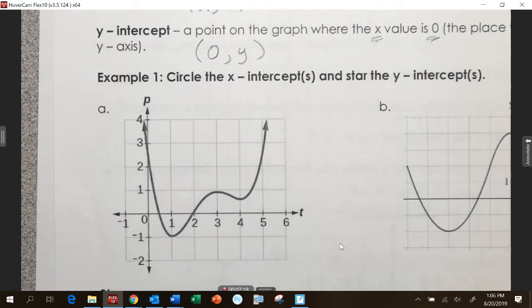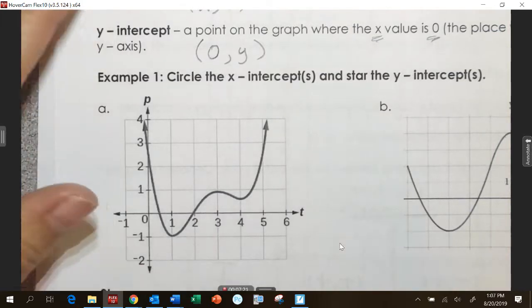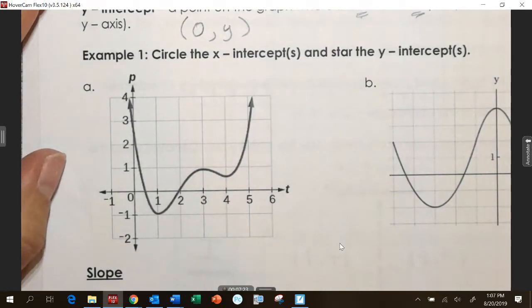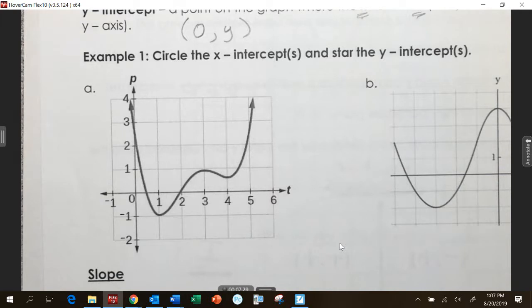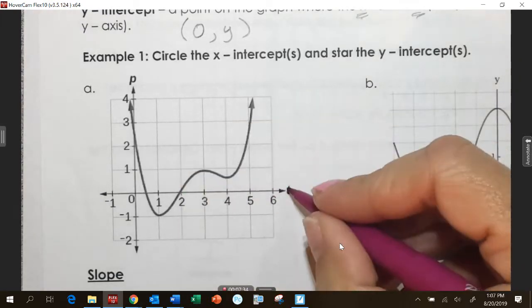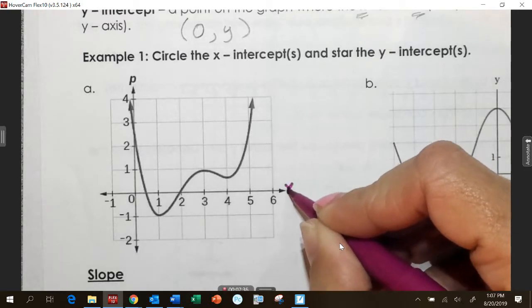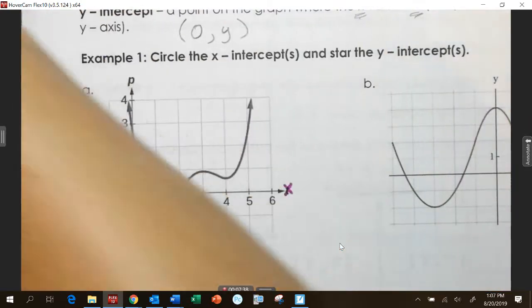Let's look at example 1A. It says circle the x-intercept and star the y-intercept. So I'm going to look at the x-axis. You know what's funny? It's not even x and y, it's like t and p. I'm going to change that just because of the directions.